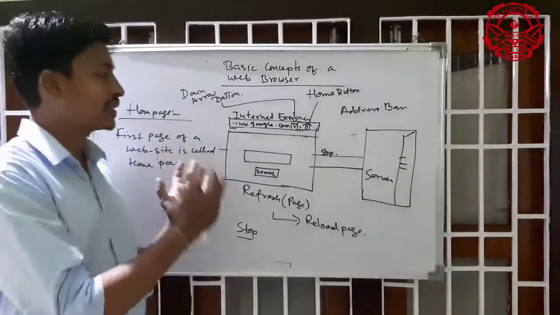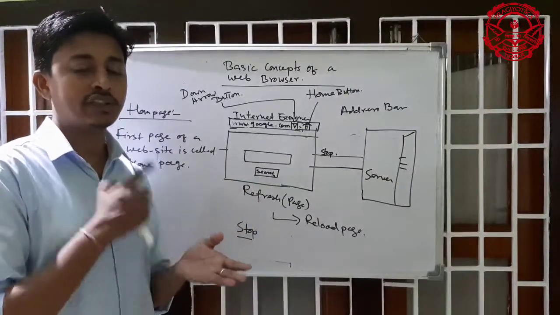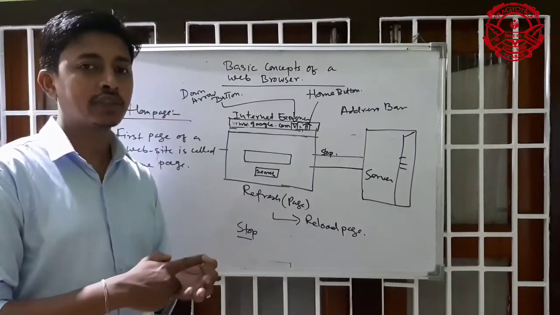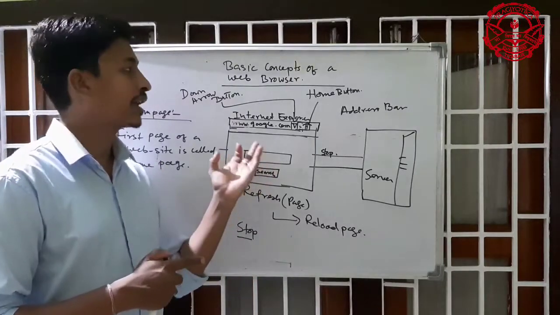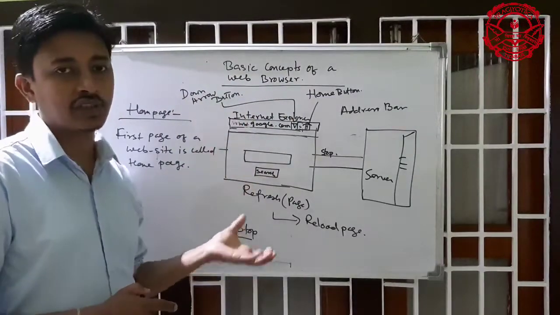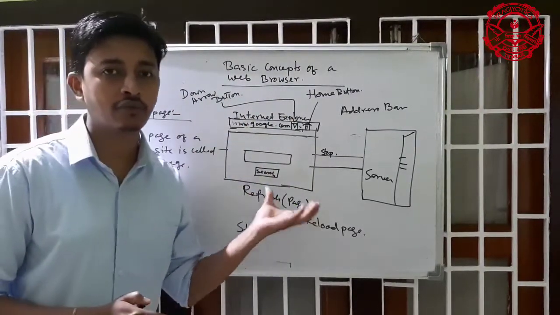I think you understand these things first: what is internet, what is a web browser, and what is the use of a web browser. And now we have discussed Internet Explorer 11 and its features and options. So the first option is the toolbar button.